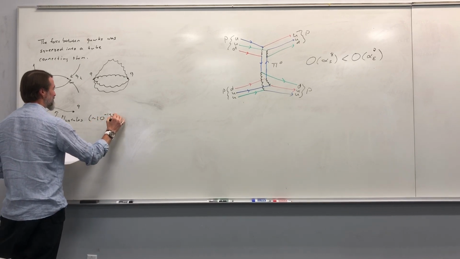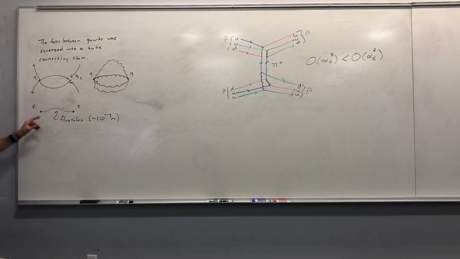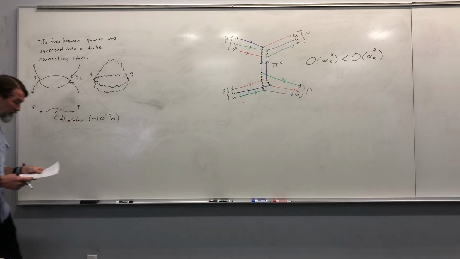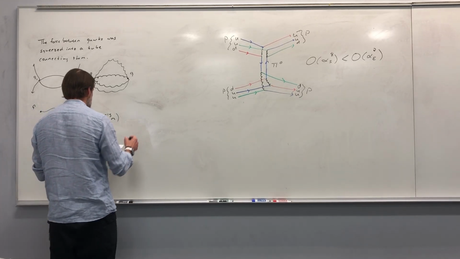10 to the minus 15 meters. That's the nuclear length. Okay? So two quarks, you'd expect them to be separated by about the nuclear scale, just 10 to the minus 15 meters. They started analyzing the dynamics of these tubes. Again, this is before QCD was born and solved the problem. They started examining these flux tubes. And they could talk about the dynamics of them. But unfortunately, what they found was some problems.